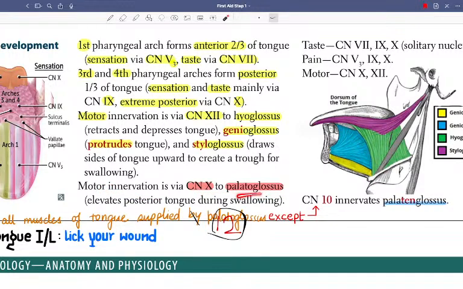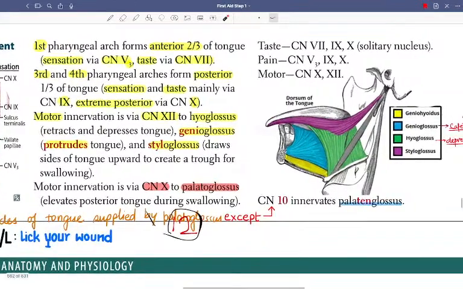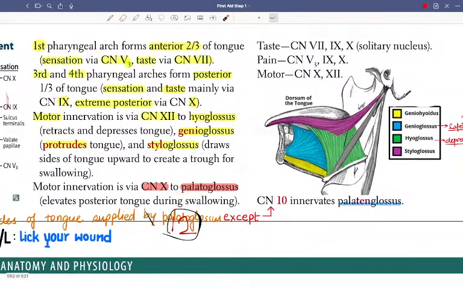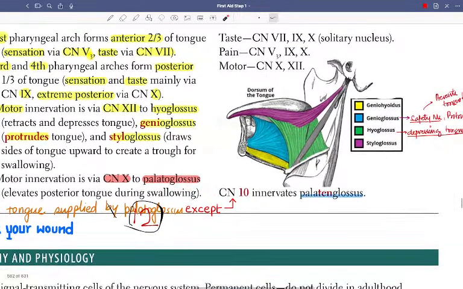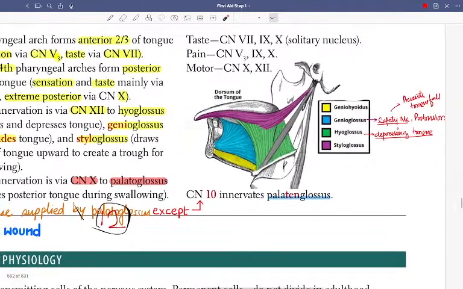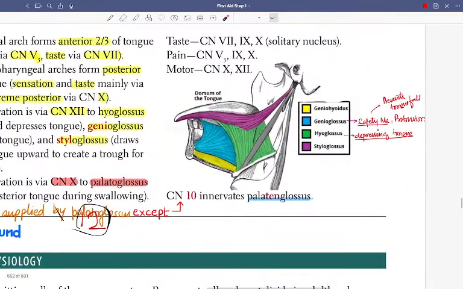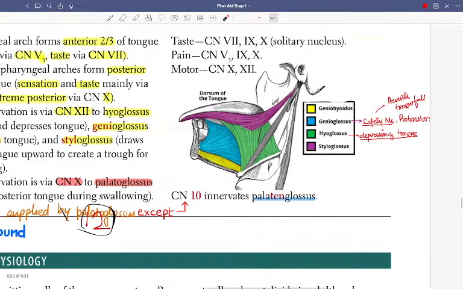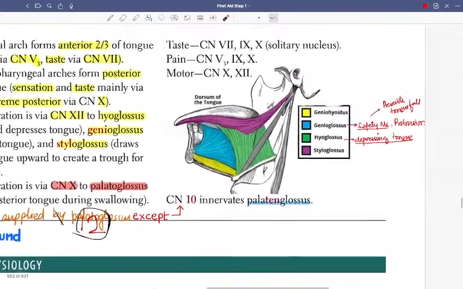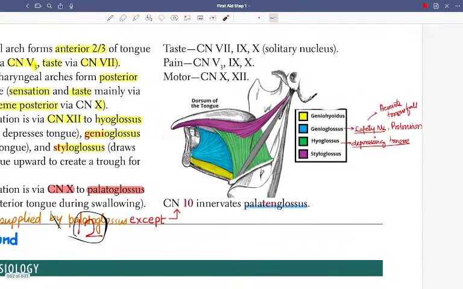Basically, palatoglossus takes the glossus towards the palate, so it elevates the posterior tongue. Pala for palate, glossus for tongue, and it moves upwards during swallowing. That is very important, and everything else is supplied by the 12th nerve.